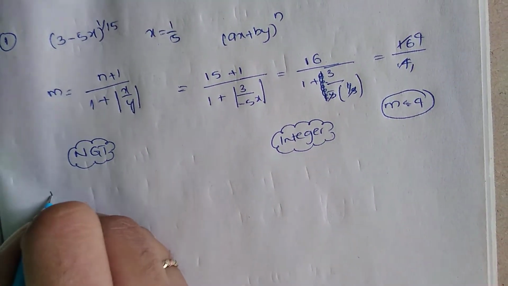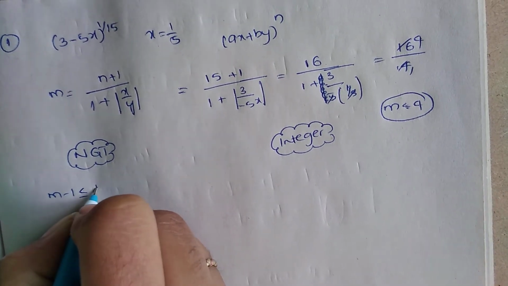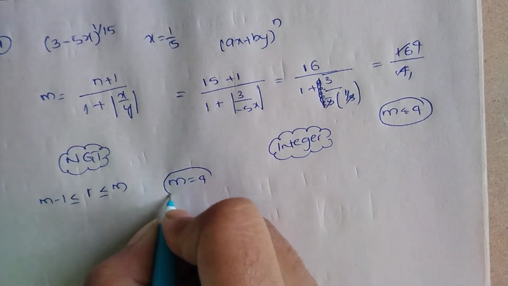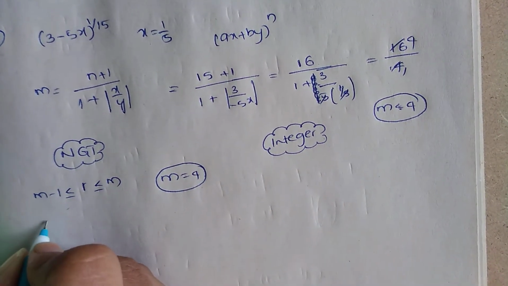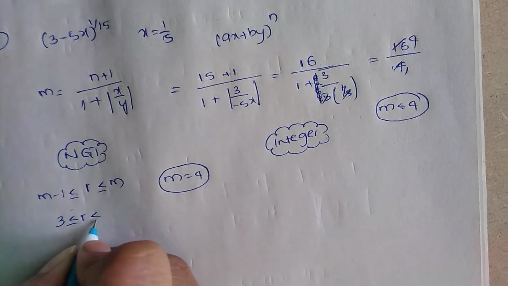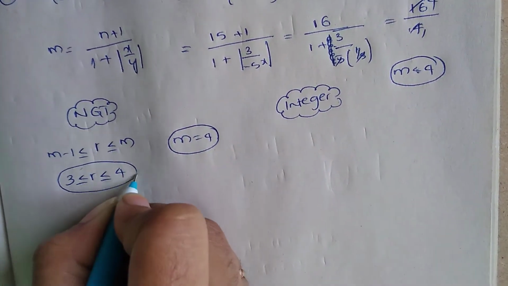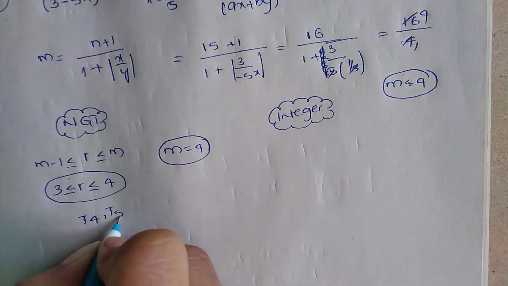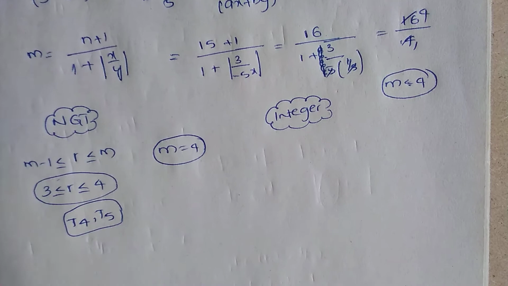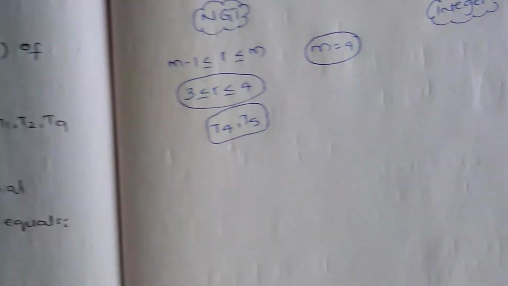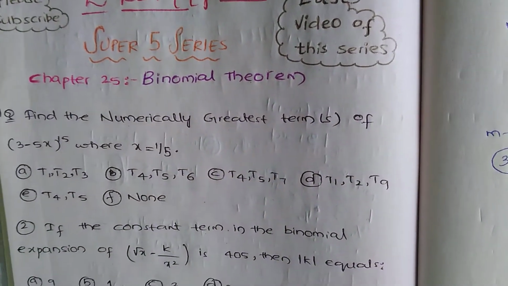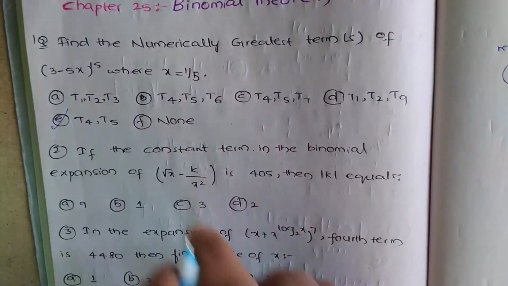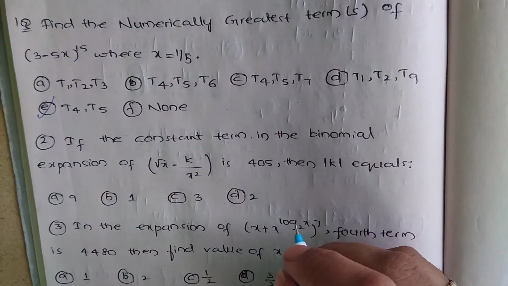It will be in the range m minus 1 less than or equal to r less than or equal to m. We have our m value, so write it directly. What do you get? 3 less than or equal to r less than or equal to 4. So our numerically greatest terms will be T4 and T5. Here there is no need to find the values of T4 and T5 as the options are in this way itself. So what is our option? It is E. Yes.